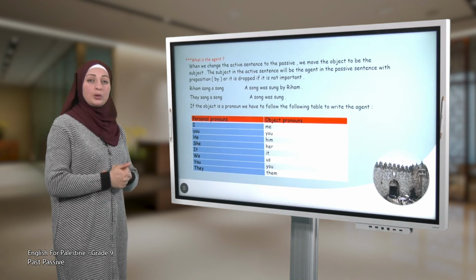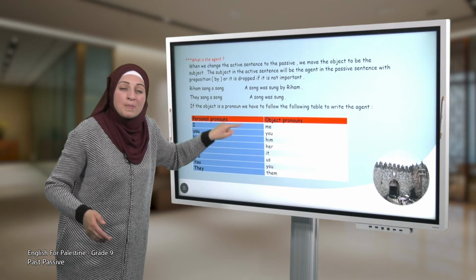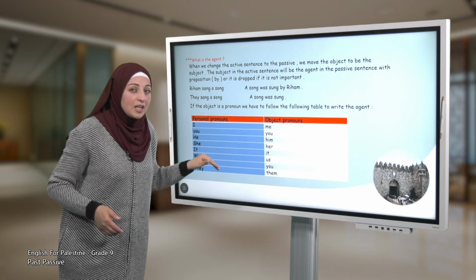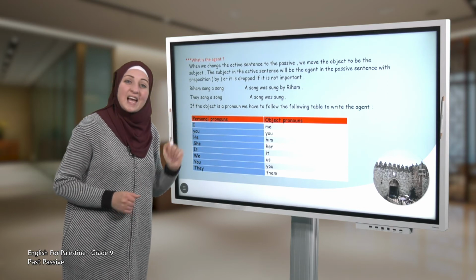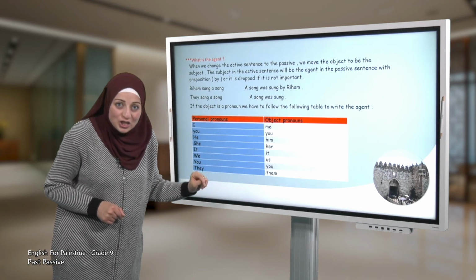I have an example here. Riham sang a song. This is the subject, the verb, and the object. To change it to passive, I will start with the object. So, a song was sung by Riham. Riham here is the agent. It was the subject in the active sentence. In the passive sentence, it is the agent.